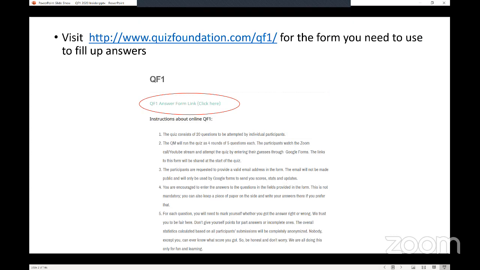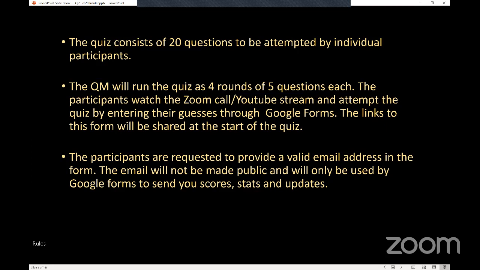So we have 20 questions, all of which are to be attempted individually without the aid of online search engines and other members of your family. So the QM, that is me today, will run the quiz as 4 rounds of 5 questions each. In your answer form and in the slides, you will find it's split into quarters. So there are 4 quarters, each with 5 questions.